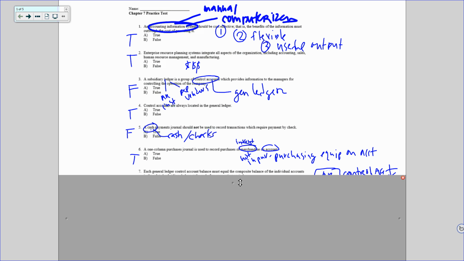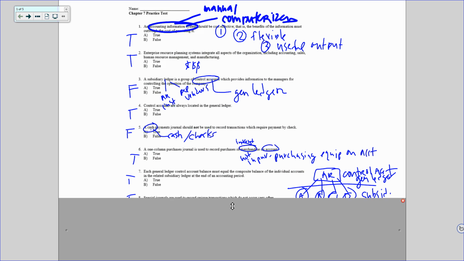Number 6 is true. Number 7 is true. And you see a little drawing of what this would look like. There's an AR, what's called a control account, in the general ledger. But then if there are AR subsidiary ledgers, it's customer A, customer B, customer C, customer D, and those 2 need to equal. You might see several debits and credits in these subsidiary ledgers, but you might just see 1 debit and 1 credit that would equal all of the parts of the, what do they call it? The composite balance, yes. Number 8 is false.